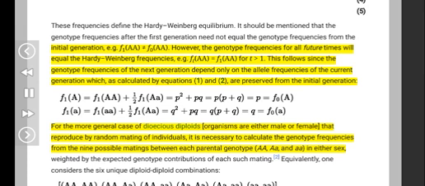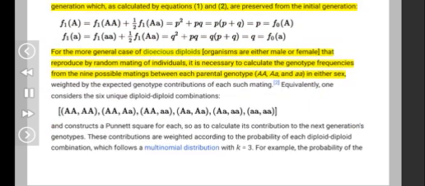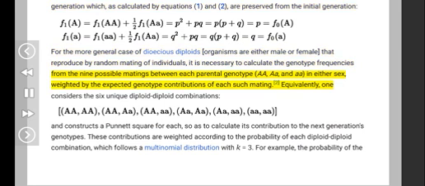Genotype frequencies in each generation depend only on the allele frequencies of the current generation, which, as calculated by equations 1 and 2, are preserved from the initial generation. For the more general case of dioecious diploids, where organisms are either male or female and reproduce by random mating of individuals, it is necessary to calculate the genotype frequencies from the 9 possible matings between each parental genotype, AA, Aa, and aa, in either sex, weighted by the expected genotype contributions of each such mating.